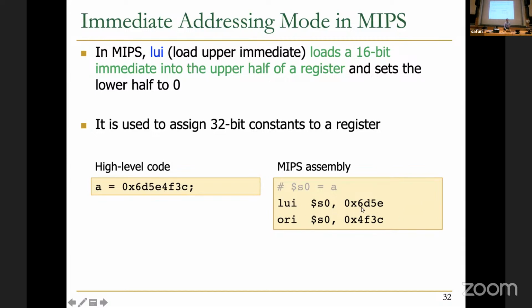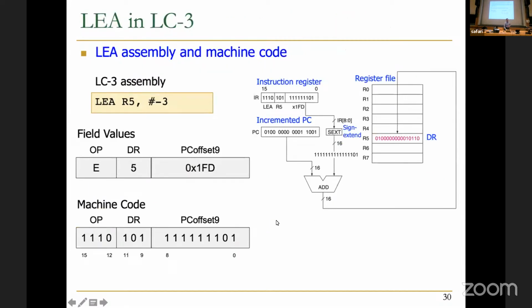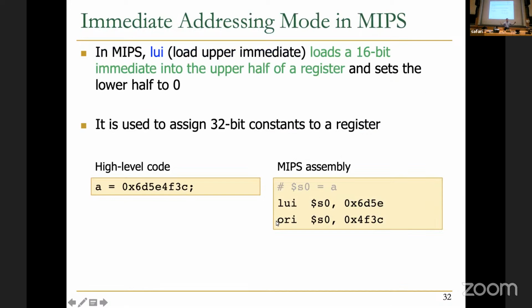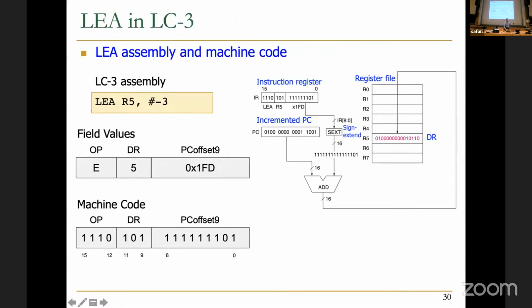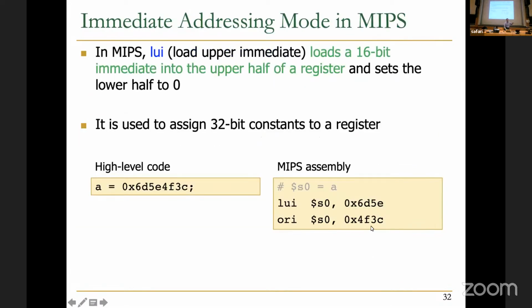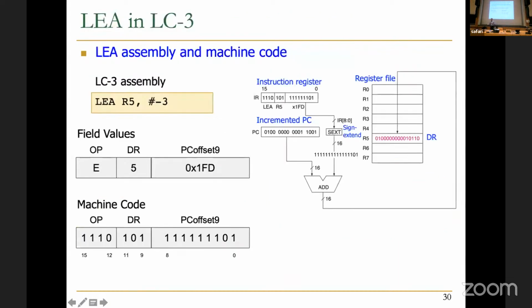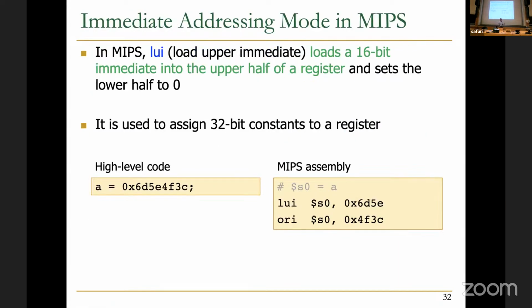So the first instruction sets the top 16 bits of S0. The second instruction ORs the 32-bit value in S0 with a 16-bit value that's 0 extended, because there's no sign extension here. So that you actually construct this value inside S0 using 2 instructions. Does that make sense? Why can you not do it using a single instruction? Anybody? Yes?